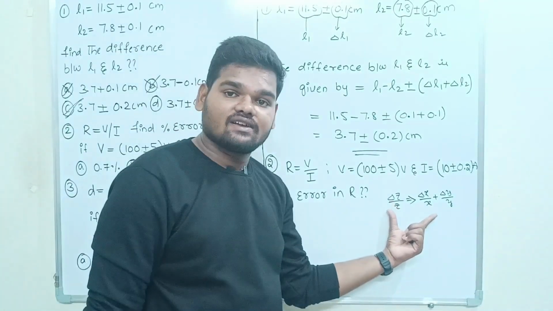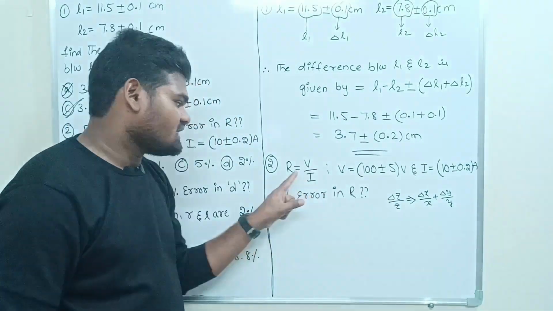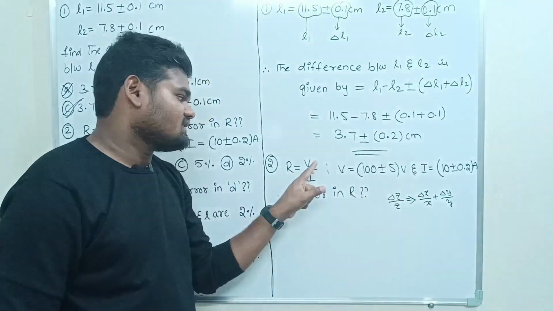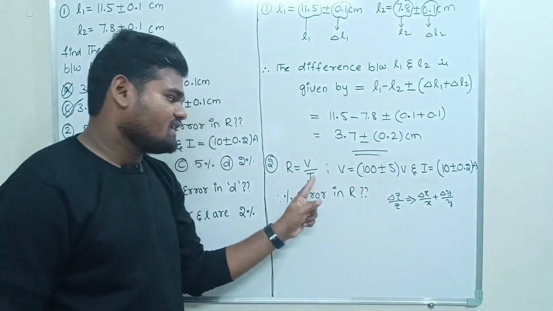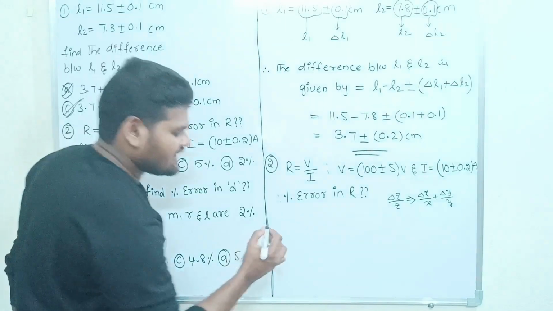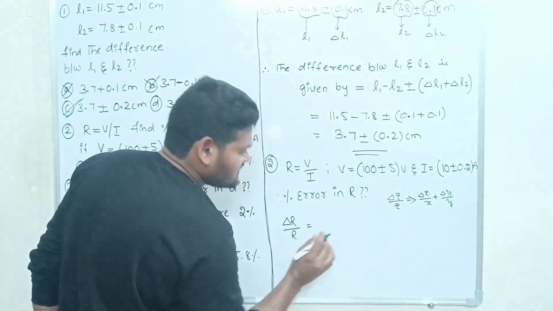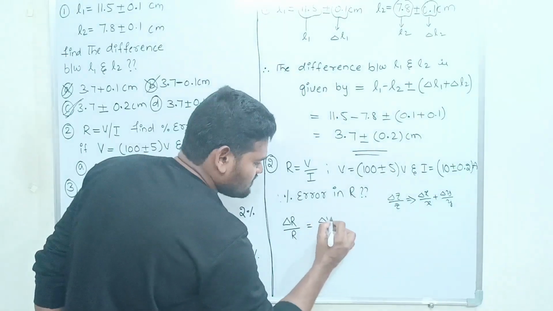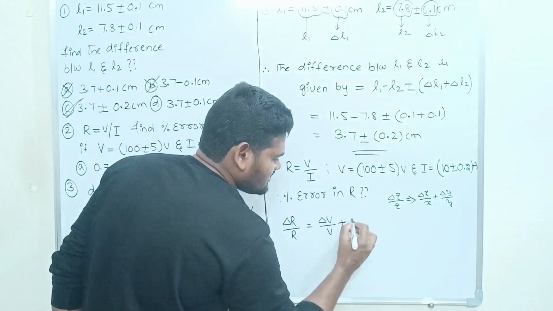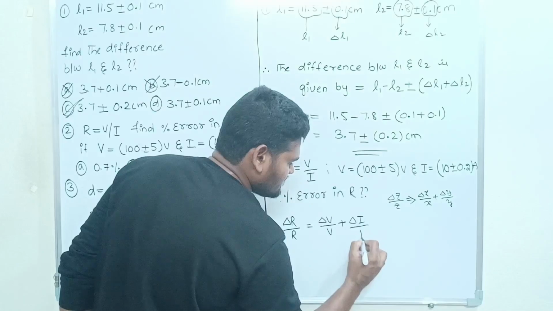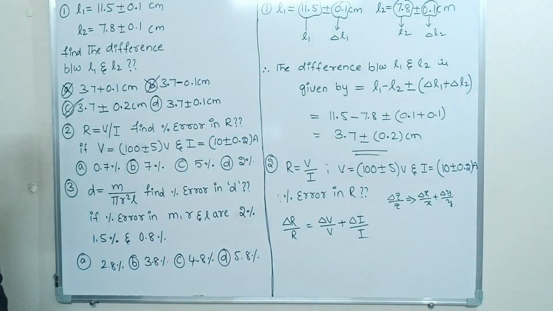So we got this formula. Here, in the place of z we have r, in the place of x we have v, and in the place of y we have I. So simply we can write delta r by r equals delta v by v plus delta I by I.